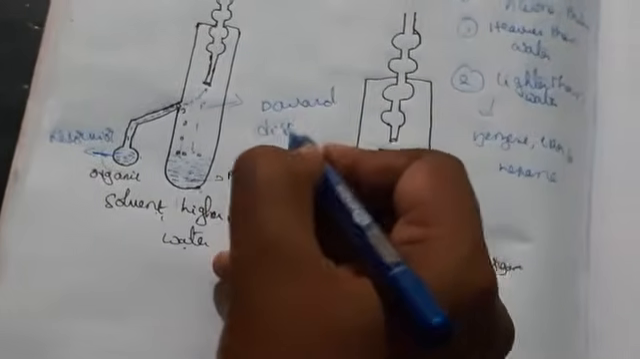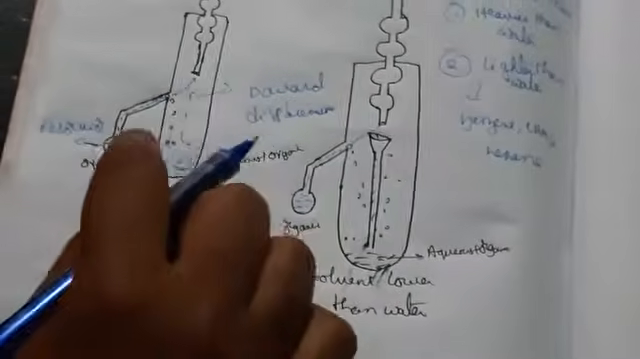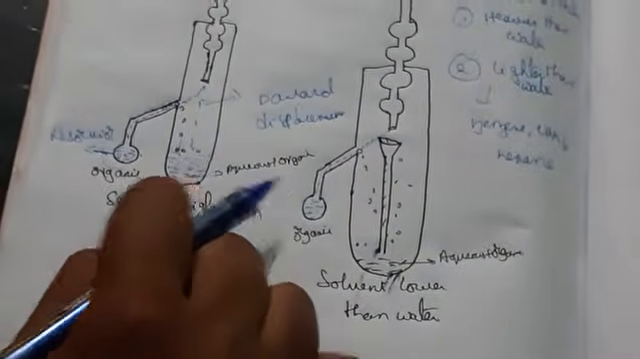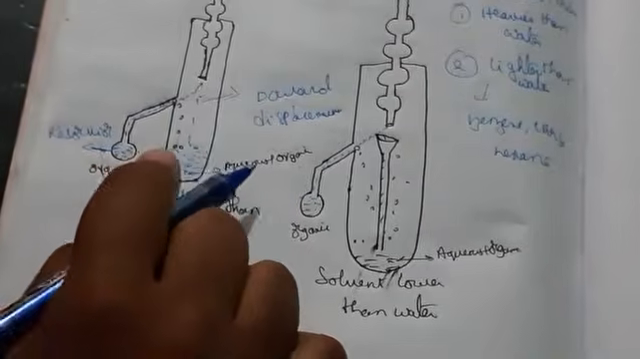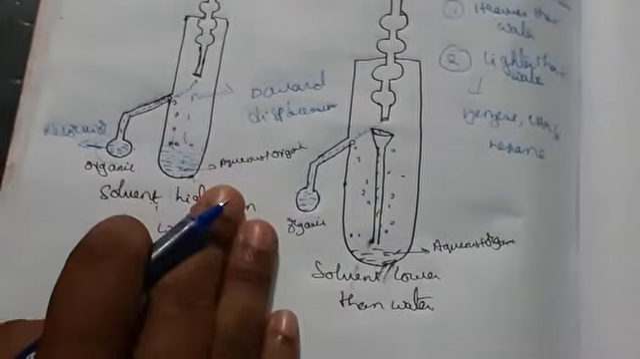This is a downward displacement. Why do we say downward displacement? Because the vapors are coming down here, right? Whenever you are heating this compound, if it is moving in the downward direction, this one we call downward displacement.